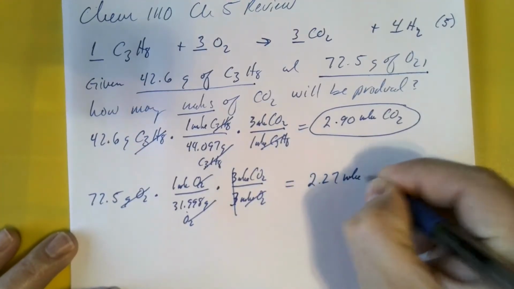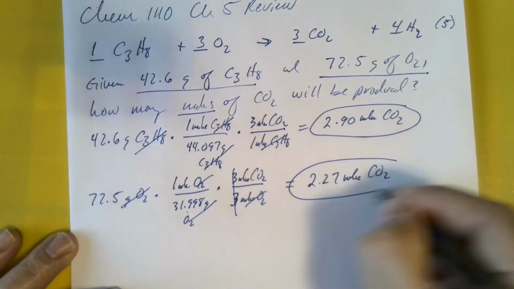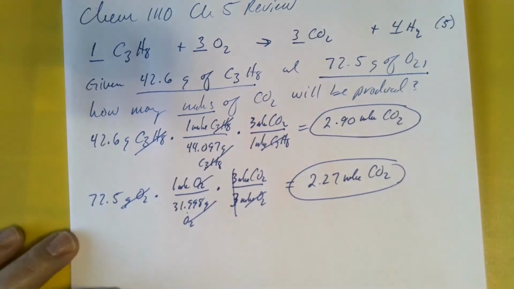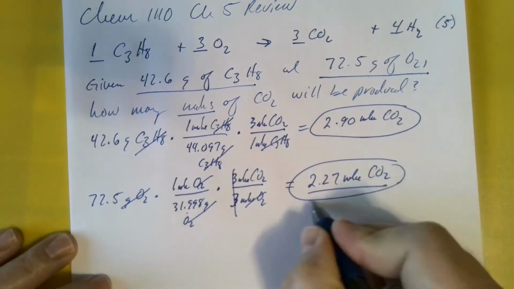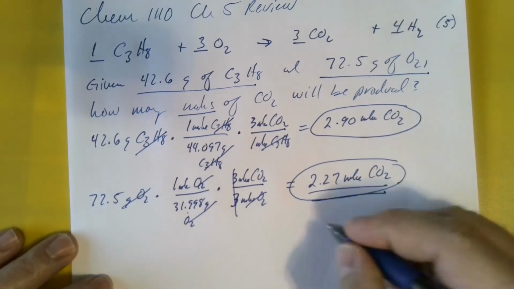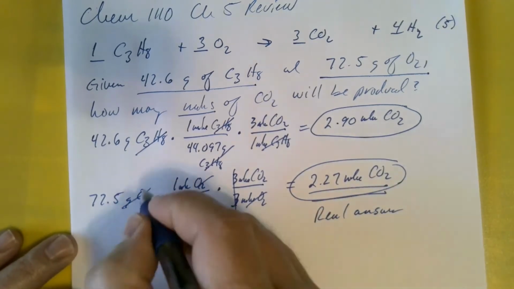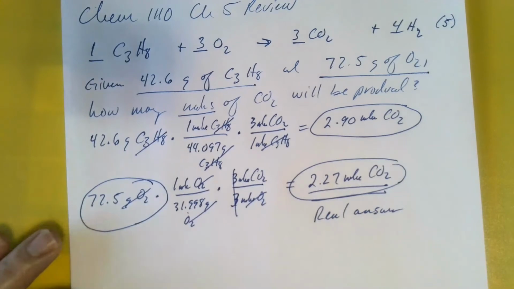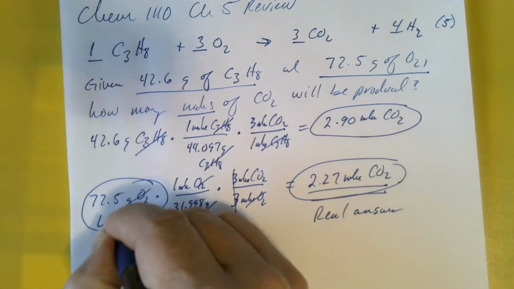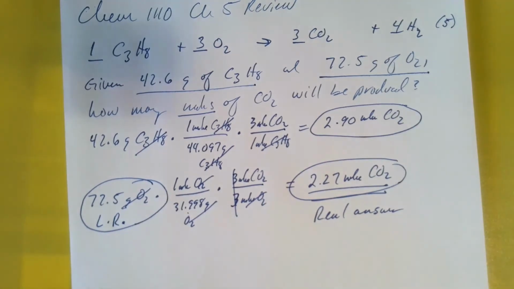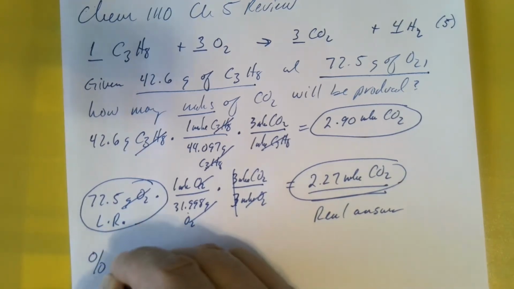2.27 moles of CO2. So what's my real answer going to be? 2.27. Yeah, this is my real answer. This is how much I'm going to get. Okay. And that then is going to trace back to this, which makes that my what? Limiting reactant. Yeah, that makes that my limiting reactant, right? Okay, now, from there, the next logical step is a percent yield question.